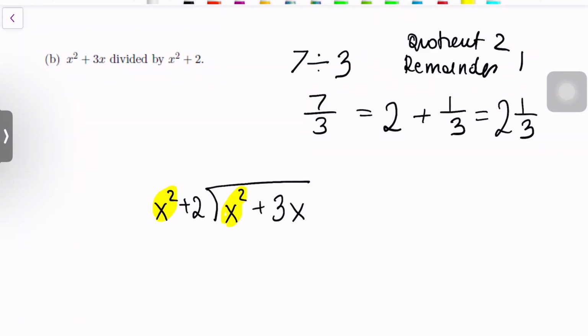So what's x squared divided by x squared? What does it give me, guys? 1, right? So that's 1, and I put it above. What I'm establishing right now is that I can fit x squared plus 2 at this point once into that dividend. But then I want to figure out what's the remainder. So what's 1 times x squared plus 2? Well, it's x squared plus 2. And that thing I now have to subtract to see what still remains, because I already fitted x squared plus 2 once.